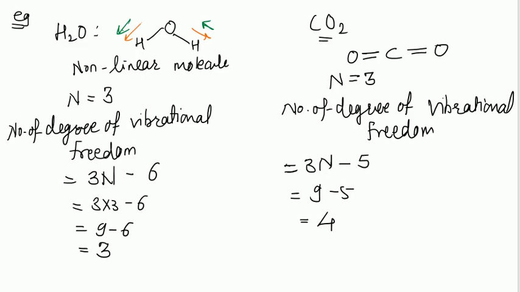So today we have seen the types of vibration and the degrees of vibrational freedom. In the next lecture we will see the types of bands present in the IR spectrum, meaning overtone, combination bands, forbidden bands, etc.